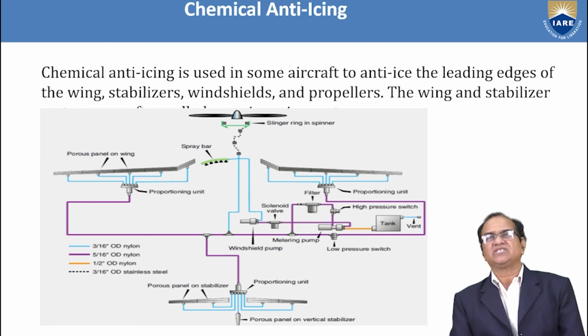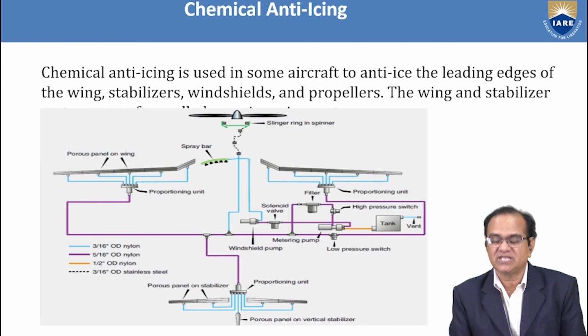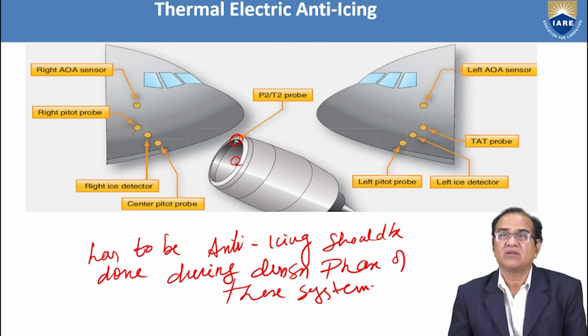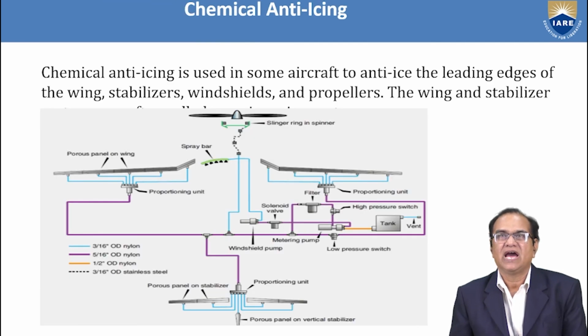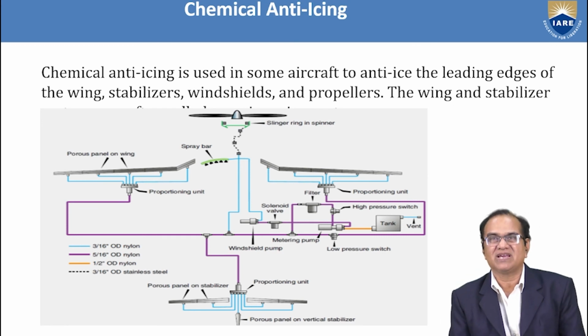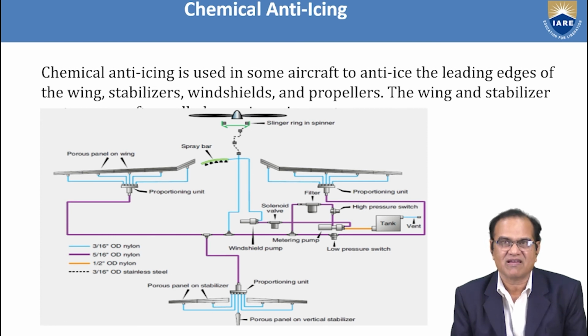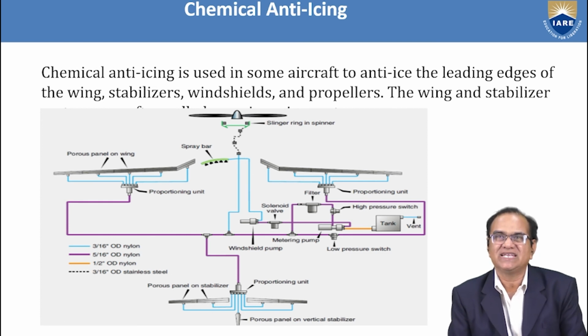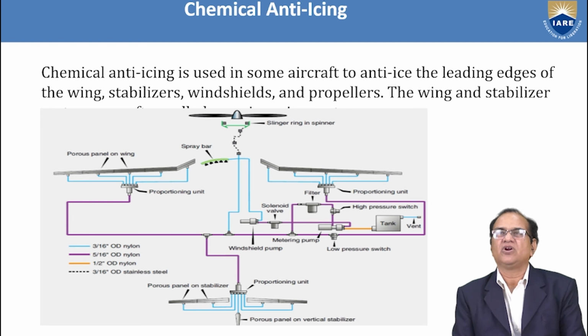Now, next is the chemical anti-icing. So we have seen the thermo-electrical. It is a heat from the engine. It is thermo, and here is the electrical systems by the heating elements we do. Next, we have the chemical anti-icing system. We spread some chemical component. So this chemical anti-icing is used in some aircraft to anti-ice the leading edge of the wing, stabilizer, windshield and the propeller, the wing of the stabilizer and all.